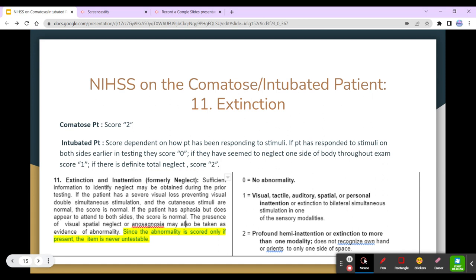If they responded to stimuli on both sides of their body when you were testing them earlier, they score 0. If they seem to have neglected one side of the body throughout your exam, you would score a 1. If they totally neglected the entire side of the body, definite neglect, they did not overcome the oculomotor, then you would score a 2.